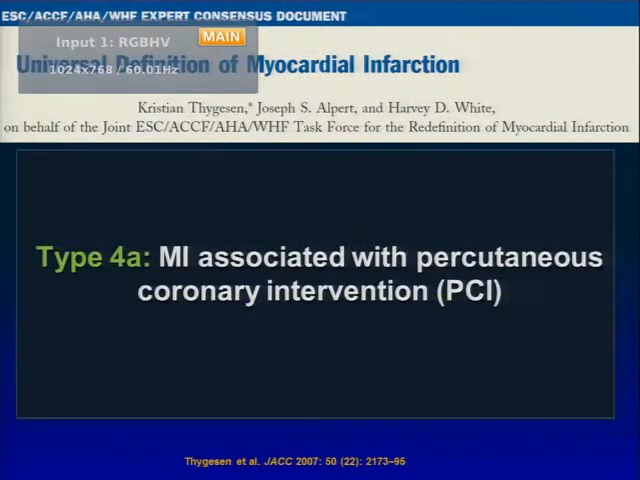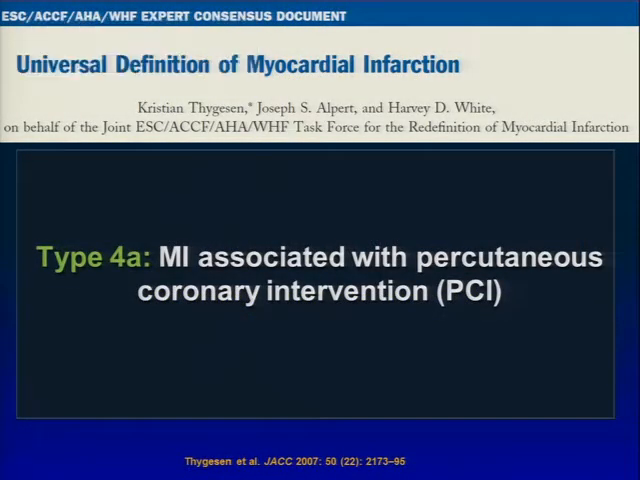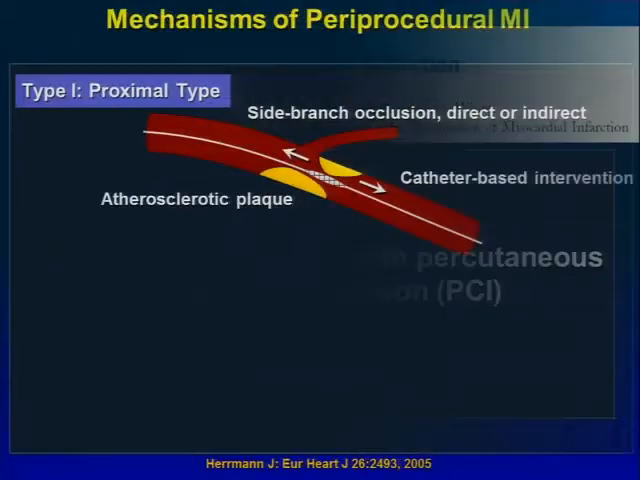So what I'm going to discuss in the next few minutes is the universal definition of myocardial infarction, type 4A MI, which is MI associated with percutaneous coronary intervention. There have been substantial changes between the second universal MI definition for periprocedural MI and also the third. So we will look into the background and why there was a need for such a change.